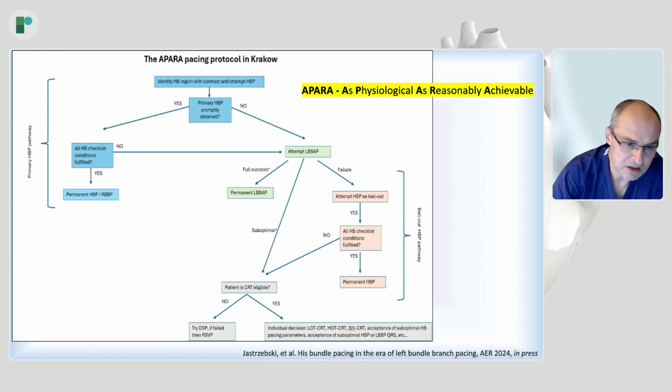So as you can see on the left arm, it's primary HIS. If HIS can be promptly obtained and you can do it well with all checklist conditions there, because we have modified the HIS bundle implantation technique to avoid late threshold rise, then you should settle for it. If not, then you should go for left bundle branch pacing. And if that is successful, that's it.